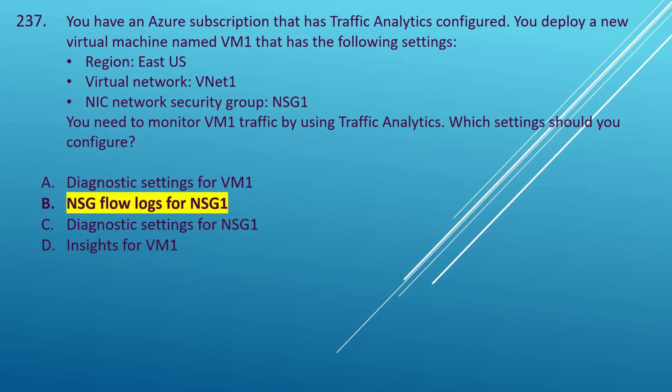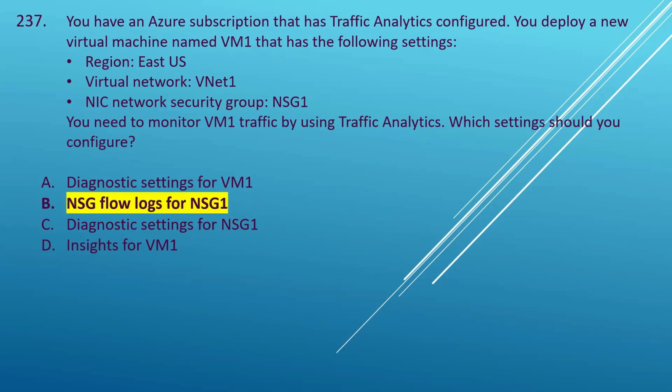NSG flow logs are a feature of Azure Network Watcher that allows logging of information about IP traffic flowing through a network security group. This data can be used by traffic analytics to analyze network traffic in your environment. By enabling NSG flow logs for NSG1, the network security group associated with the VM1, you would be able to monitor the traffic of VM1 using traffic analytics.